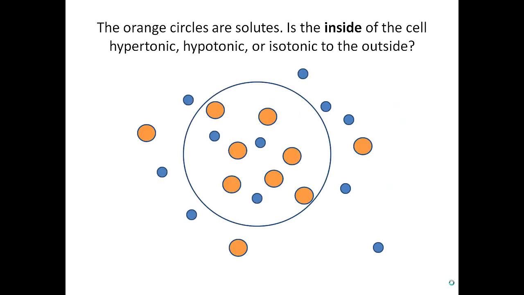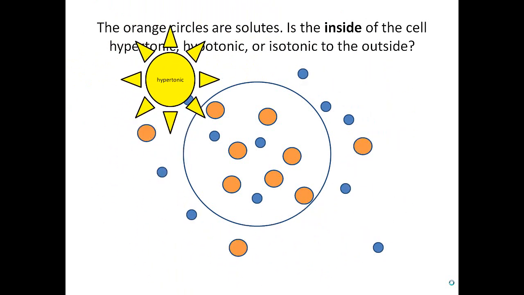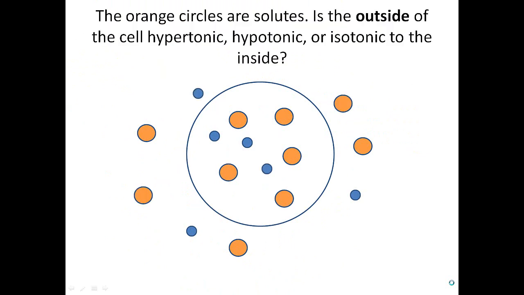Let's practice some more. The orange solutes are, let's say, sugar. And so the blue dots then are water. This makes it look like inside the cell we have 1, 2, 3, 4, 5, 6, 7 sugar molecules, and outside we have 3. So is the inside of the cell hypertonic, hypotonic, or isotonic compared to the outside? Hopefully you said hypertonic because there's more orange inside than there is outside. How about this one? Is the outside hypertonic, hypotonic, or isotonic? Think about it.